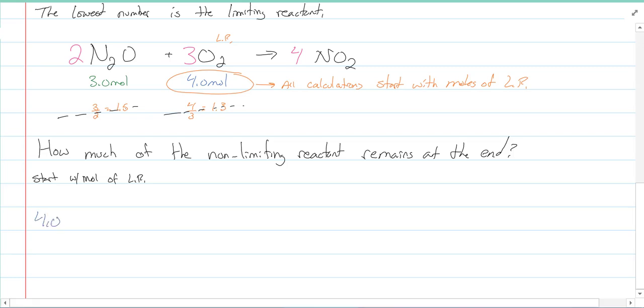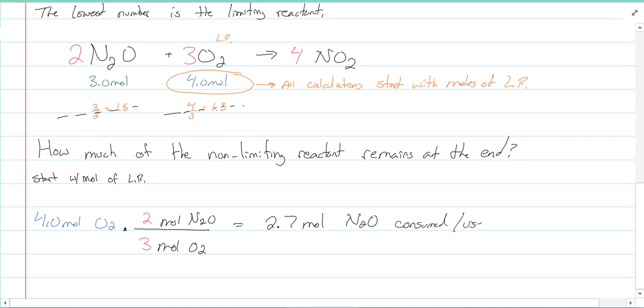0 moles O2. Moles O2 on the bottom, moles N2O on top. 3 moles O2, 2 moles N2O. If we do that, I get 8/3 or 2.7 moles of N2O consumed. Used, reacted. That's how much was used.